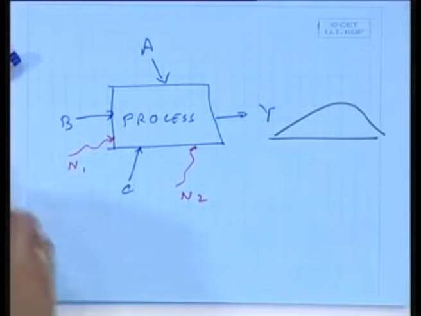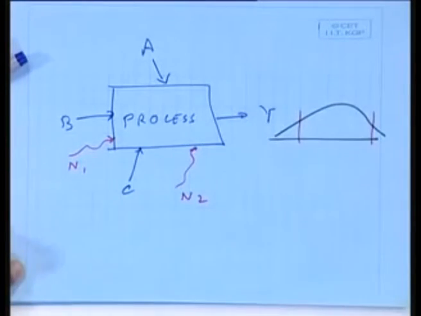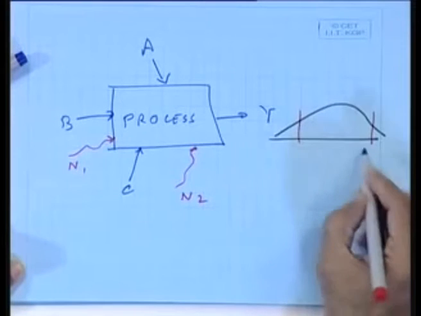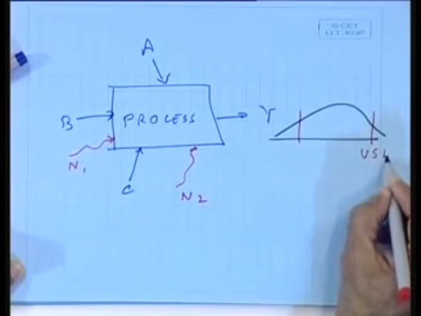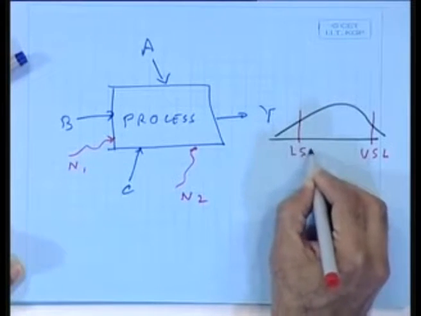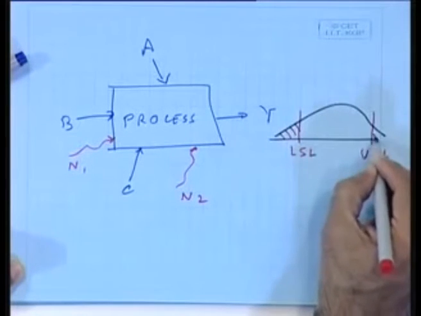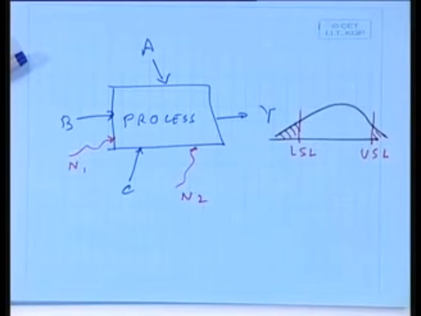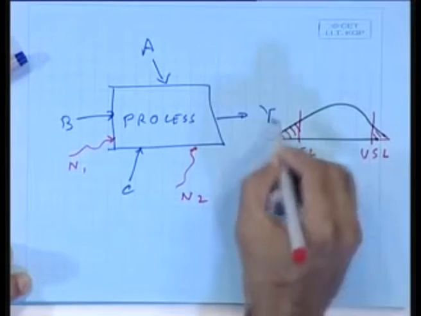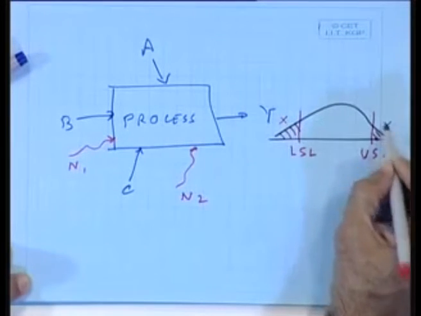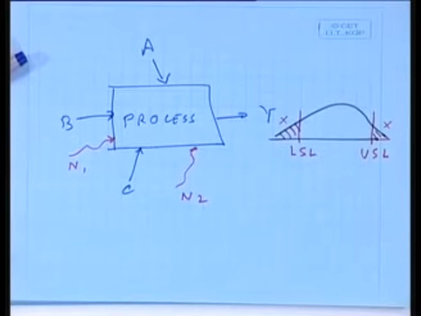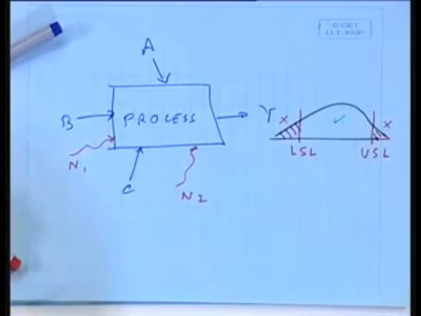It turns out in such a case that many times what is acceptable to the customer is not what is delivered by the process. So if I draw these two limits and I call them upper spec limit and lower spec limit, I notice that there are fractions of production that are not acceptable to the customer. Now I cannot sell this stuff and I cannot sell this stuff. And what I can really sell is what is in the middle. This is the part I can sell.